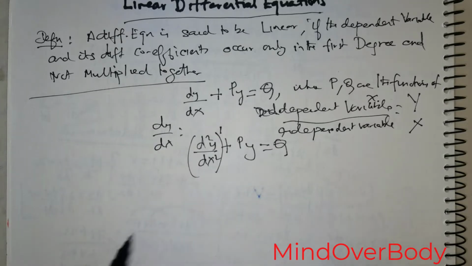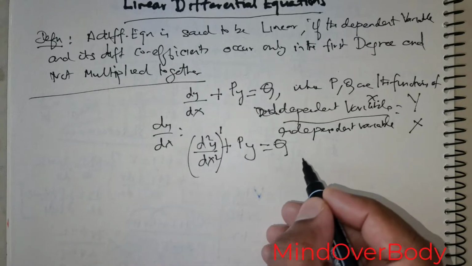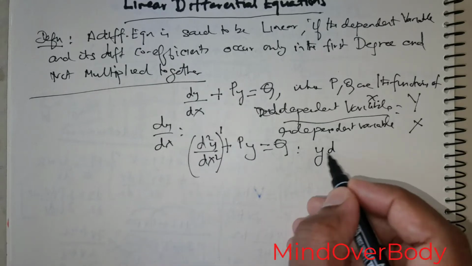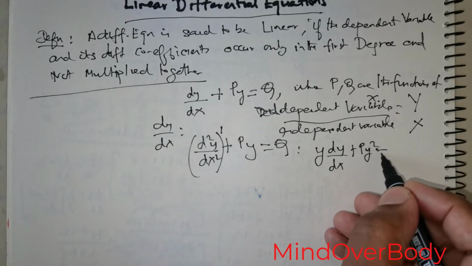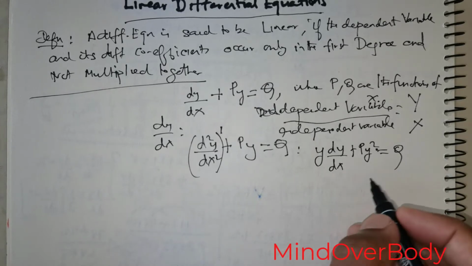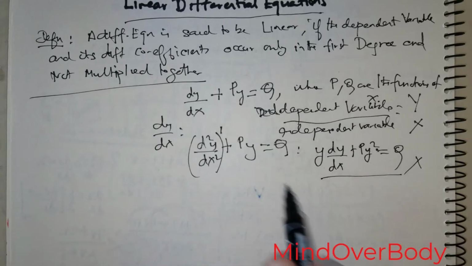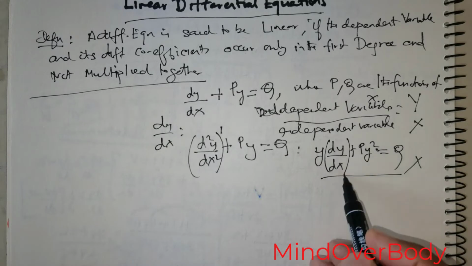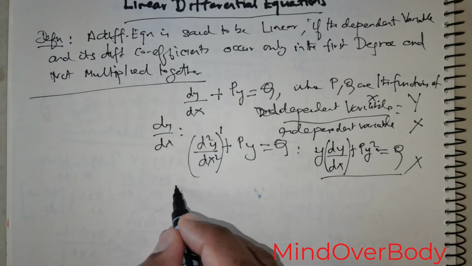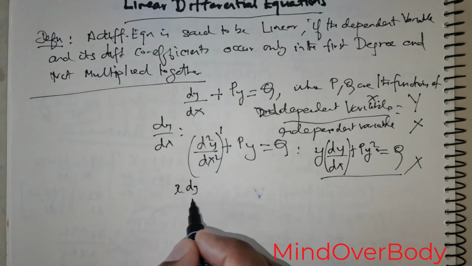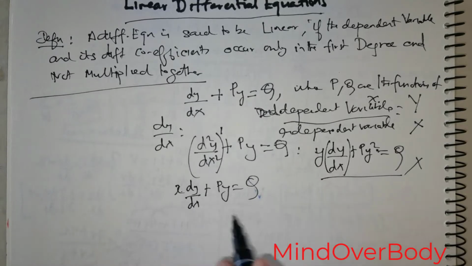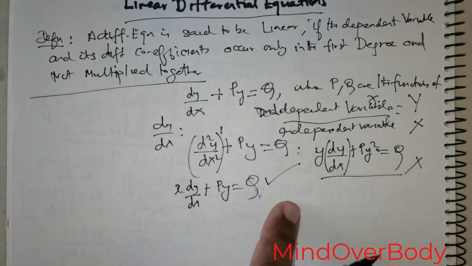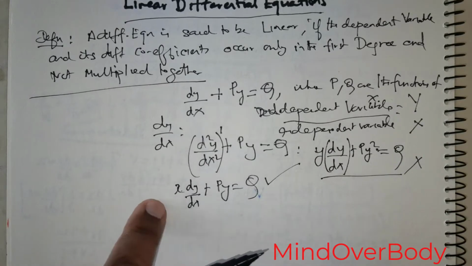Now if someone were to ask you, what can you say about this one? Say y times dy over dx plus p times, say, y squared is equal to q. Is this a linear differential equation? The answer is no. Why? From the definition, you cannot have y multiplied with dy over dx. Have it in mind. On the contrary, if someone were to ask you x times dy over dx plus some p times y is equal to q, is this a linear differential equation? Yes, because x is an independent variable.